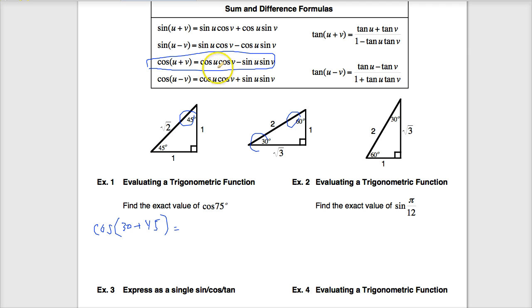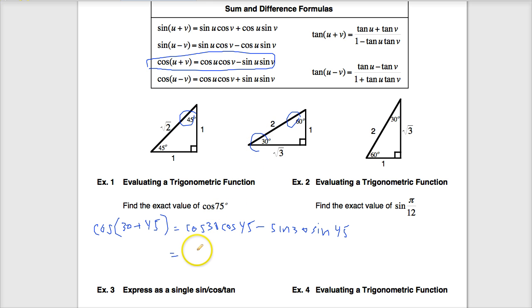The formula says take the cosine of the first one and the cosine of the second one. Okay, so far? Then it says minus sine of the first one and sine of the second one. And that's all it is to plug in the formula. Now, you could use your unit circle, and eventually I'm going to take it away from you. Or you could use these special triangles. They usually have this at the beginning of the SAT to figure out what these values are.